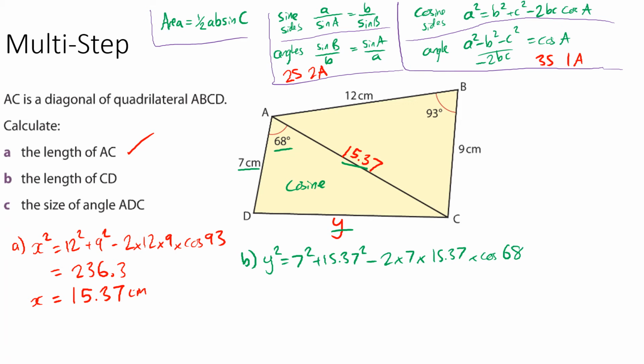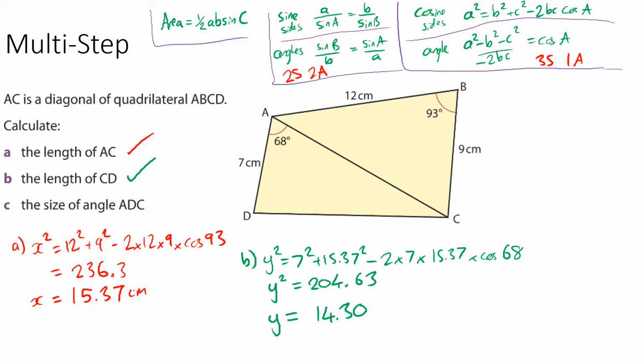And if we type that in, we should get that y squared is 204.63 or thereabouts. So we square root that and we'll get that y is 14.30, I guess. Great, okay, so that's part B done. But we still have part C, and part C says we want to find the size of angle ADC. So let's get rid of our stuff again. We can now write in that this length is 15.37, that this length is 14.3, and ADC is the angle at D, isn't it? It's that one there. So we'll call that theta.